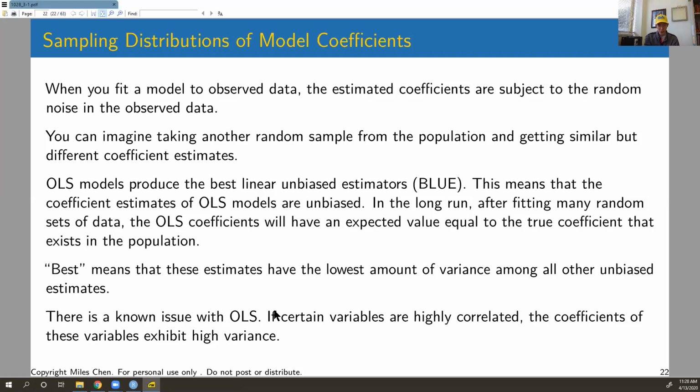okay? And so these coefficient estimates, the slope, the intercept, your W1, W2, W3 terms, they all have a sampling distribution, okay? Indicating that if we took different random samples, we would get different coefficient estimates.